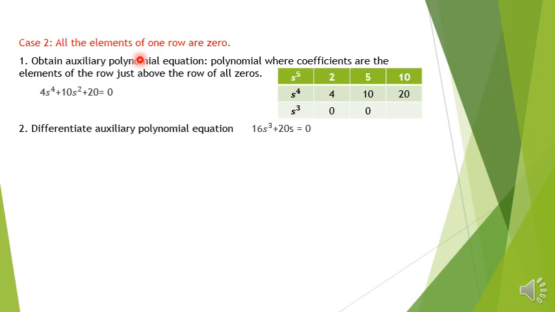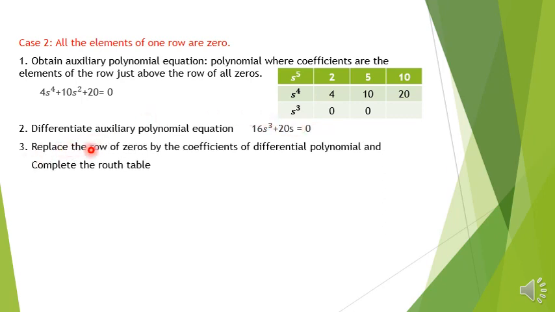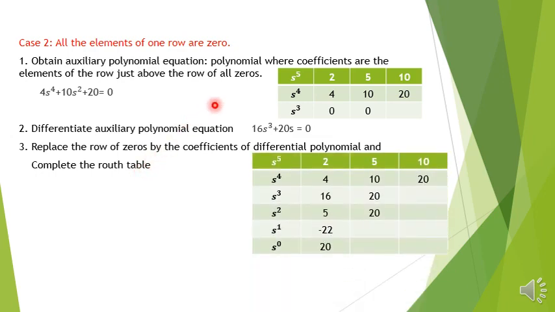After obtaining the auxiliary polynomial equation, differentiate it with respect to S. If I differentiate this auxiliary polynomial, I will get 16s cube plus 20s equal to 0. After differentiating, replace the row of zeros by the coefficients of the differentiated polynomial, and complete the Routh table. In this case, the S cube row I am replacing by 16 and 20.